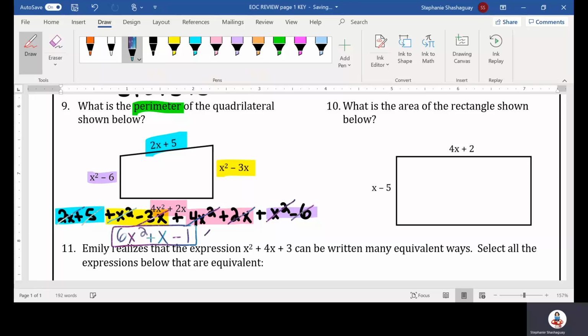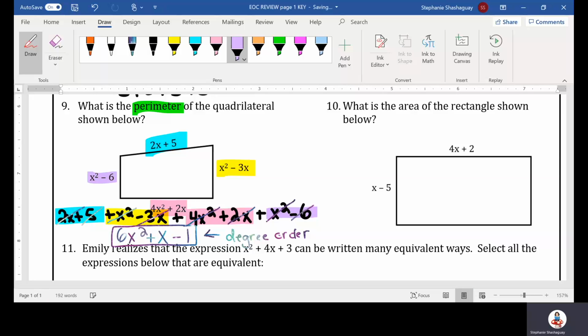I made sure to put this in degree order, which just means I'm going to put my highest exponent first and then down to my constant. My constant should always be listed last.